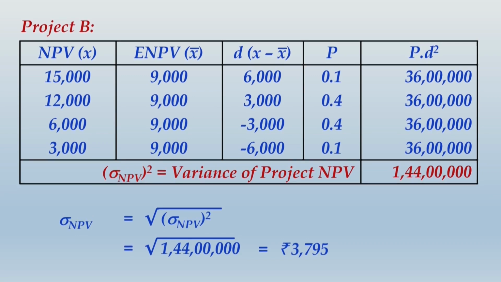3795. So look at one thing, project B's standard deviation with respect to NPV is lower than that of project A. So one thing is confirmed, risk wise project B is better, because the lower the standard deviation with respect to NPV, the lower is the risk involved in the project. Anyway, we will be writing those concluding points at a later stage. First you write down these calculations quickly.